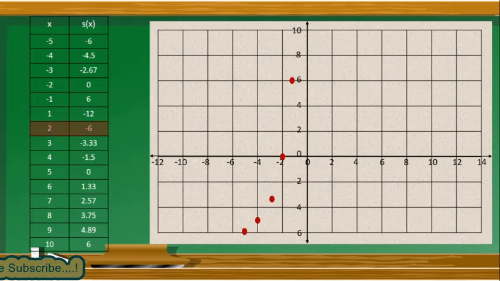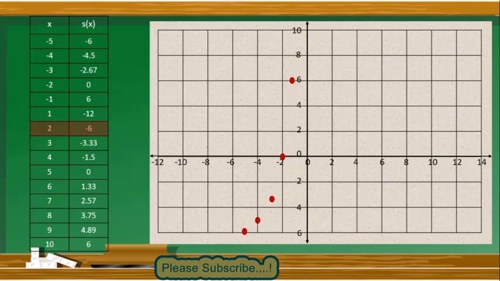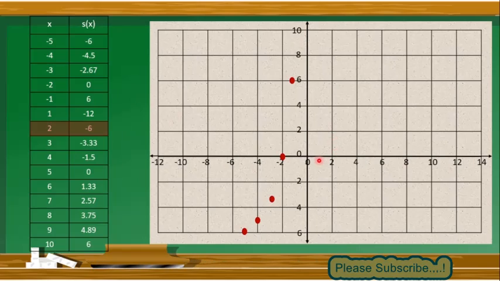Somewhere below the positive one here and below. I did not include that portion because it is too far from this bottom. So we will just continue to 2 and negative 6. So that's the portion. Then 3, that one. Then 4 and 1.5, that one. Next is 5 and 0, that portion. 6 and 1.33. Then 7 and 2.57. Then 8. Okay, and then 9 and 4.89, that portion. Then 10 and 6.